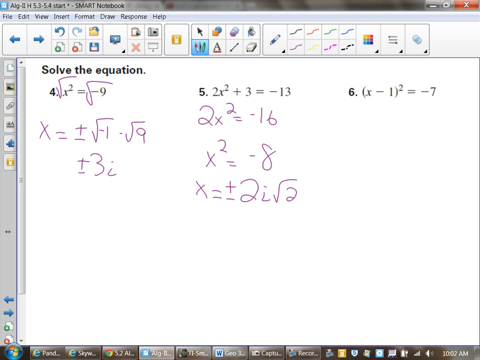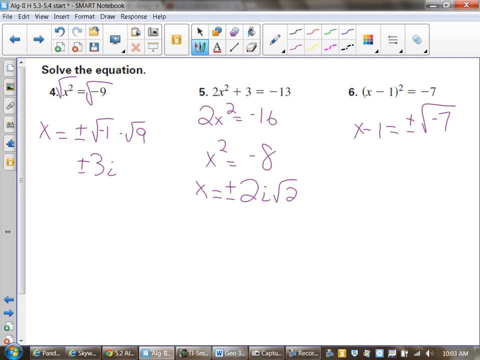On number 6, I have (x minus 1) squared equals negative 7. Take the square root of both sides. So what's the square root of (x minus 1) squared? x minus 1. So I have x minus 1 is plus or minus the square root of negative 7. What's the square root of negative 7? i root 7. Very good.